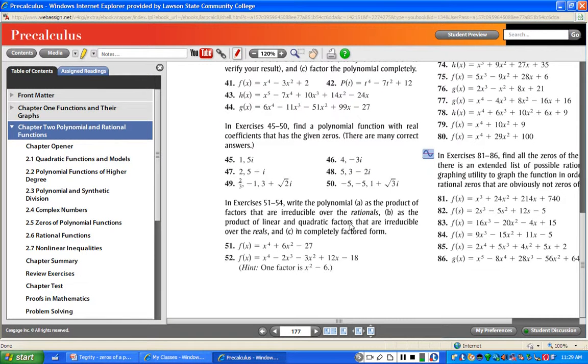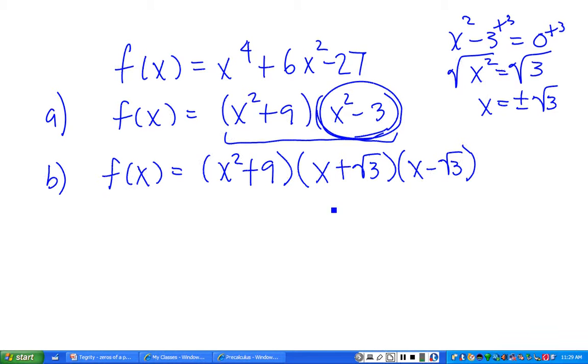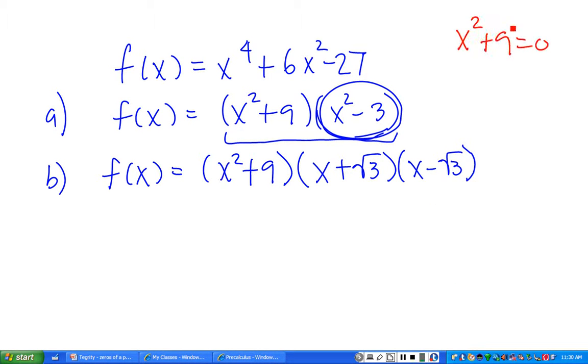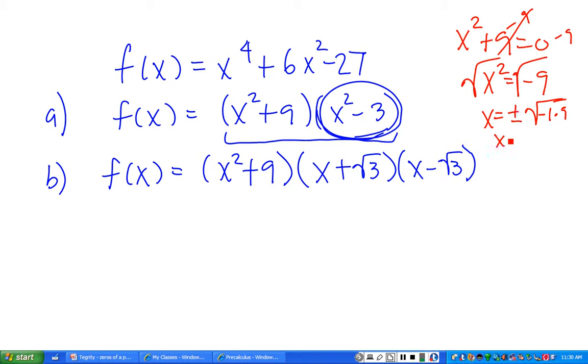Now it says in c, in completely factored form. So now they want the x squared plus 9 to be factored. Set it equal to 0, we'll subtract 9 from both sides and get x squared equals negative 9, and then we'll do the square root of both sides, get x equals plus or minus, and this is going to be negative 1 times 9. So it's x equals plus or minus 3i. So this is what they mean about complex. Okay, complex solutions.